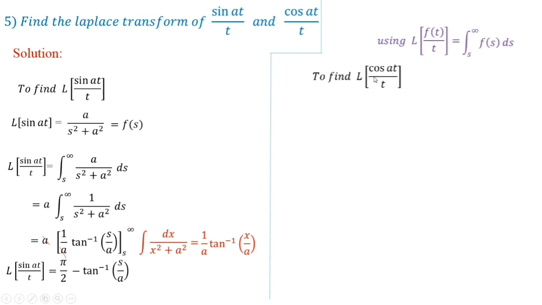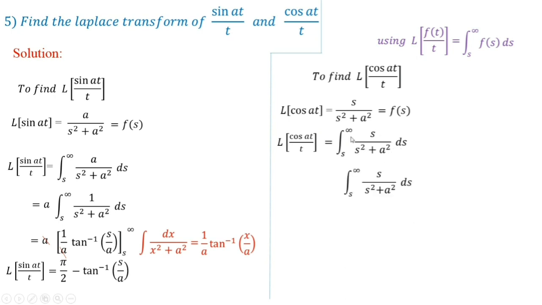Now to find Laplace of cos at upon t, here Laplace of cos at is s upon s square plus a square. Now Laplace of cos at upon t, here by using this formula, suppose this is equal to f of s. This is equal to here integration from s to infinity and f of s is here s upon s square plus a square into ds.